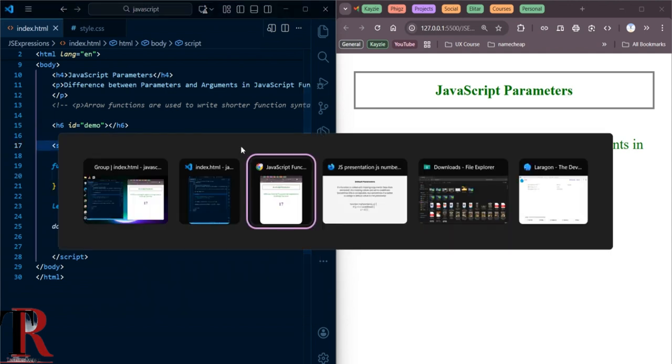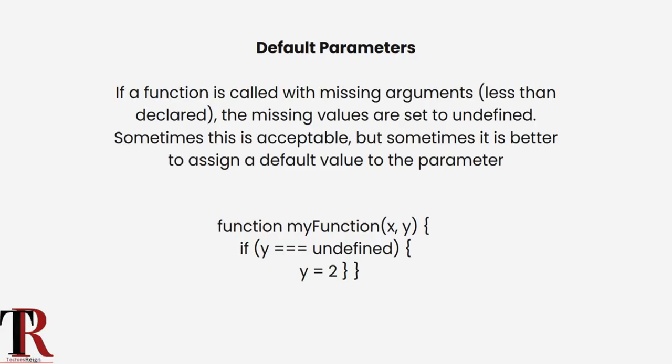So this part is saying that when a function is called with fewer arguments than declared, the missing values are set to undefined. All the values that are not provided will be set to undefined by default by JavaScript. Sometimes this is acceptable, but sometimes it is better to assign a default value to the parameter to avoid inconsistency. So it is always recommended to assign a default value.